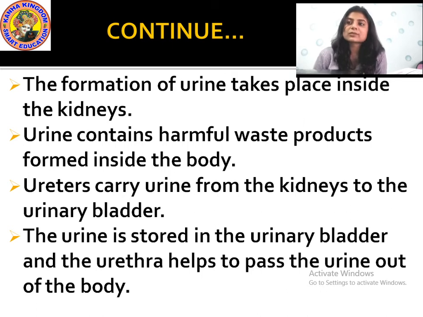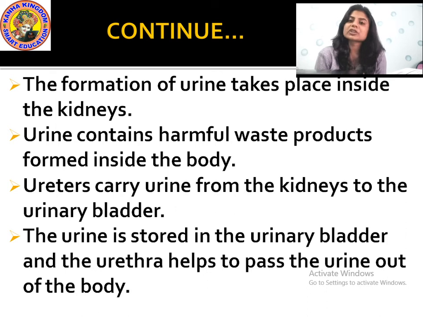The urine is stored in the urinary bladder, and the urethra helps to pass the urine out of the body. Now, urine is first formed in the kidney, where the harmful waste products which are not needed by our body are formed. This urine contains the harmful waste products which are not needed by our body.